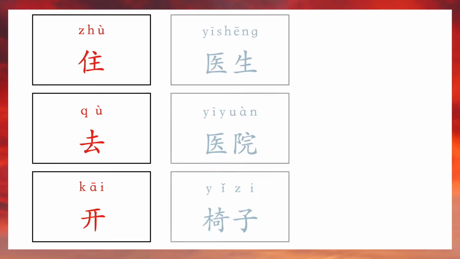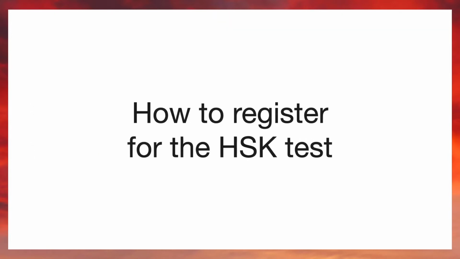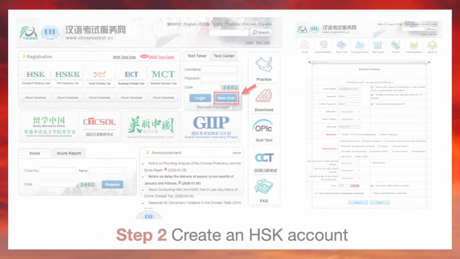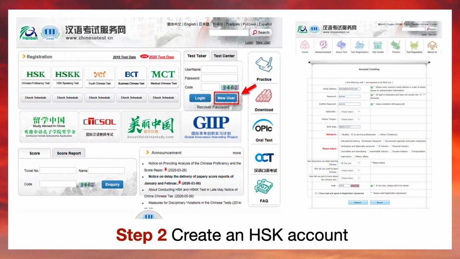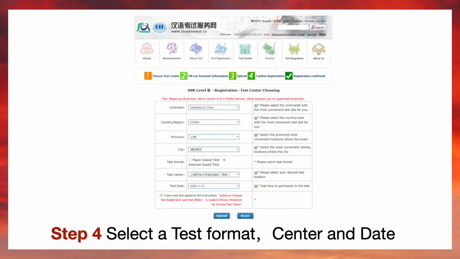You will be tested mostly on isolated words, phrases, and prepackaged sentences. Step 1. Go to www.chinesetest.cn to register for the HSK test. Step 2. You need to create an HSK account on that website. Step 3. You can choose an HSK level. Step 4. Select a test format, center, and date.